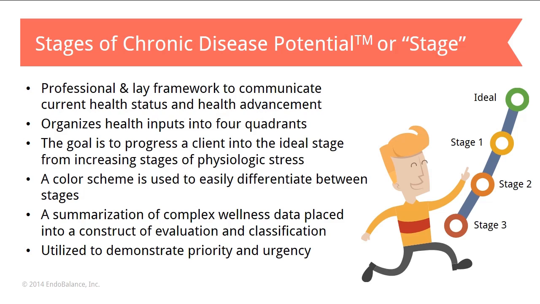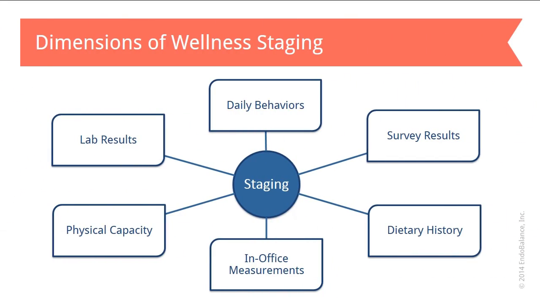We use a color scheme to easily differentiate between the stages for the reporting. Staging allows us to convey complex wellness data into a construct for evaluation and classification, and we can use it to demonstrate priority and urgency. Many different things can be staged, including daily behaviors, survey results, dietary history, in-office measurements, physical capacity, and lab results.